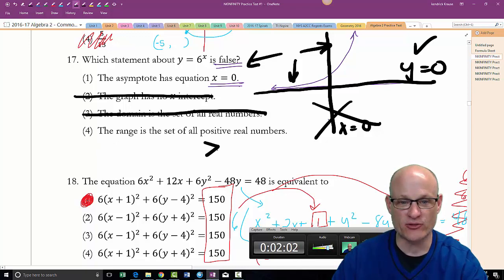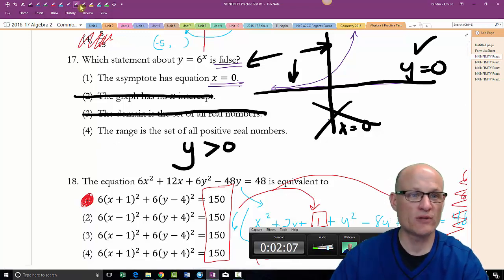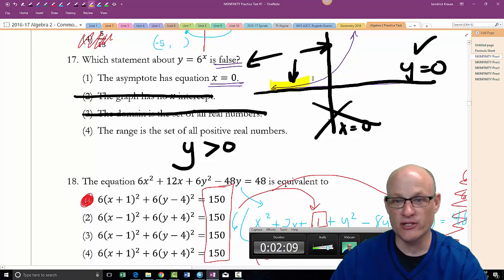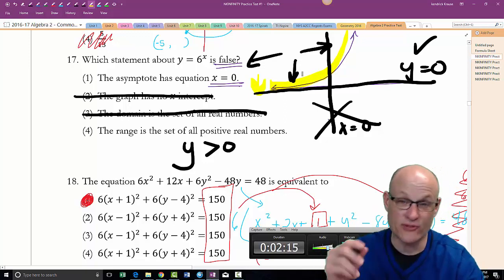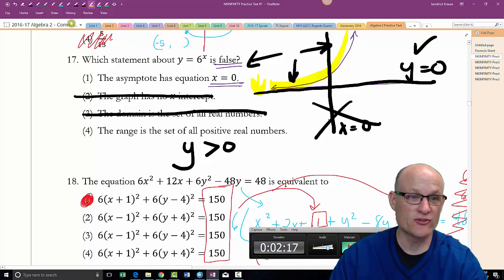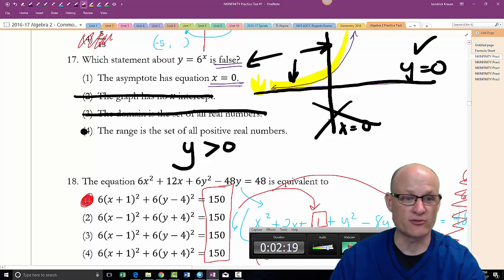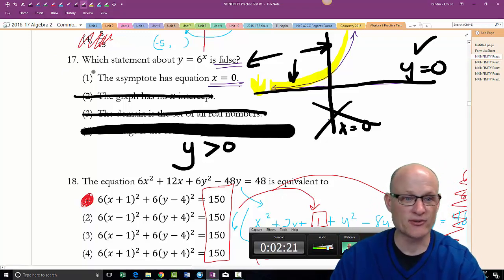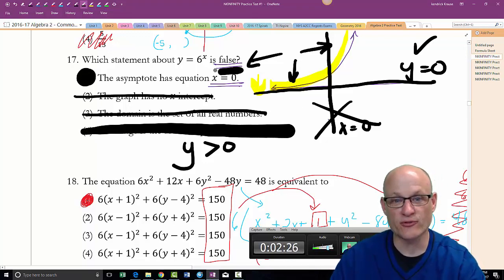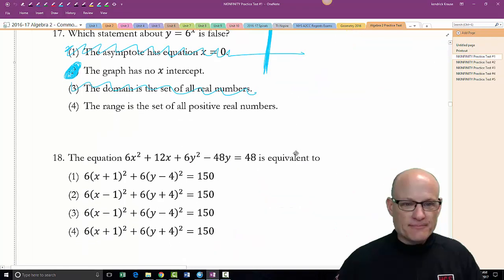The range is the set of all positive integers. Positive integers just means greater than or equal to 0. So is y greater than or equal to 0? Well, if you graph this thing, it goes up. But remember, it never touches that x-axis. So it gets really, really close to 0, but never touches it. So that is also, in fact, a true statement. So my answer is choice 1, because this is false. All right, sorry about that for making that mistake. All right, moving on.